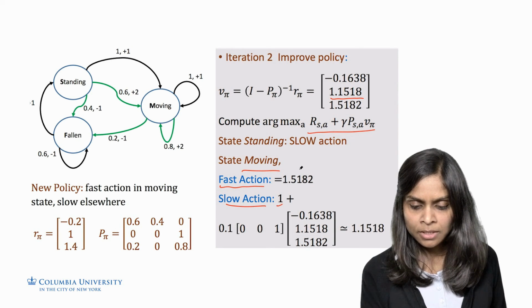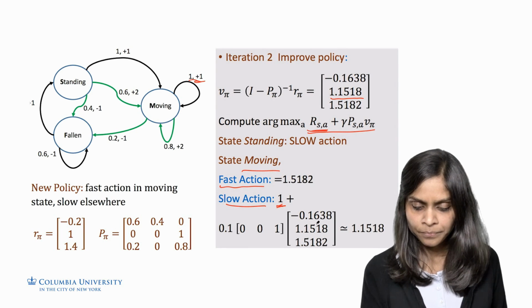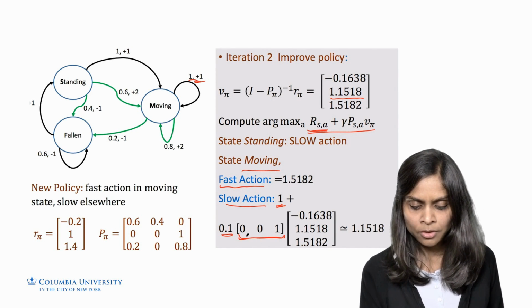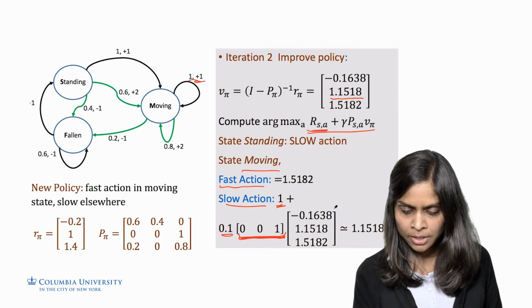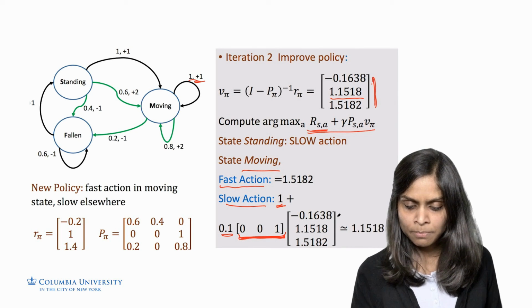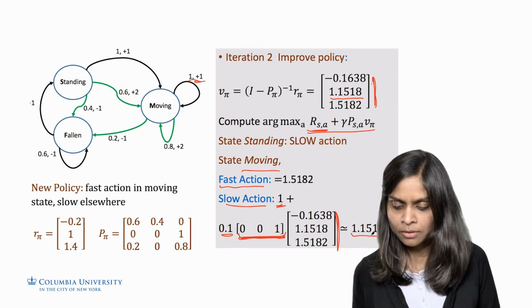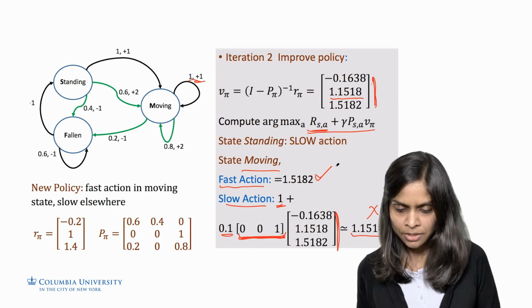The expected immediate reward is 1 for slow action. Gamma is 0.1. The transition probability vector for the slow action is this because it always stays in the same state for the slow action, and we get the V pi from here. And this evaluates out to be close to 1.15, clearly the worse, so we keep taking the fast action.